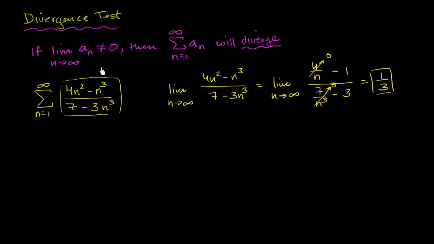So notice, the limit of a sub n as n approaches infinity, in this case, is not equal to 0. Therefore, this infinite series will diverge.